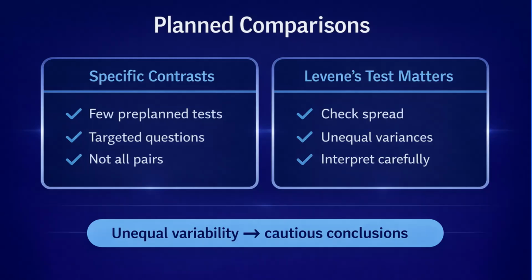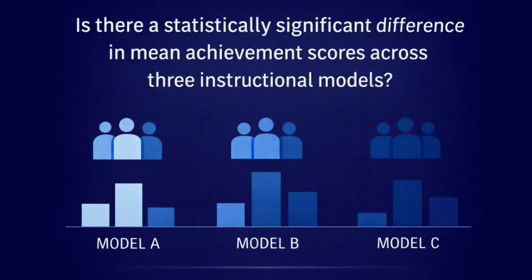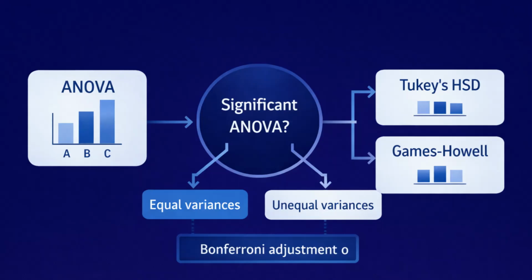Levene's test still matters here because unequal variances can affect the reliability of comparisons, so researchers must interpret contrasts carefully when variability differs. A study might ask whether there is a statistically significant difference in mean achievement scores across 3 instructional models. If the ANOVA is statistically significant, the researcher then examines Levene's test. If variances appear equal, Tukey's HSD is used to identify which models differ. If variances appear unequal, Games-Howell is used instead to protect the comparisons.